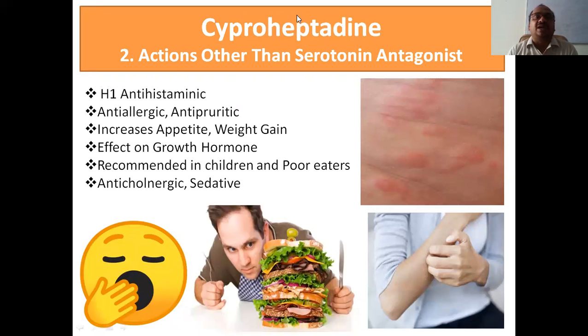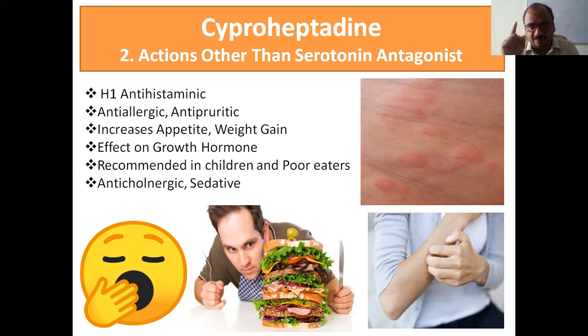Next, this drug also shows actions other than the serotonin antagonists. H1, antihistaminic, anti-allergic. See, this is the histamine. I already made a video on antihistaminic also. This drug you are using specially for both antihistaminic and anti-serotonin: cyproheptadine.